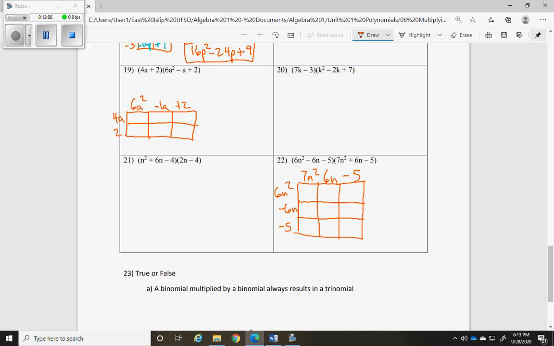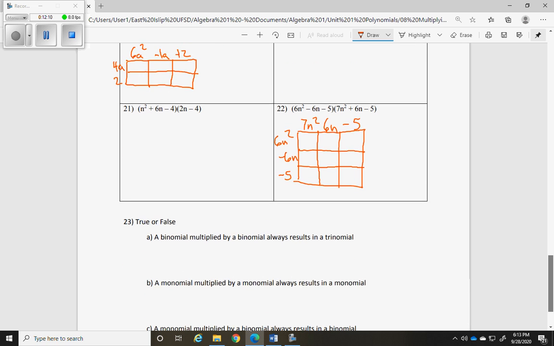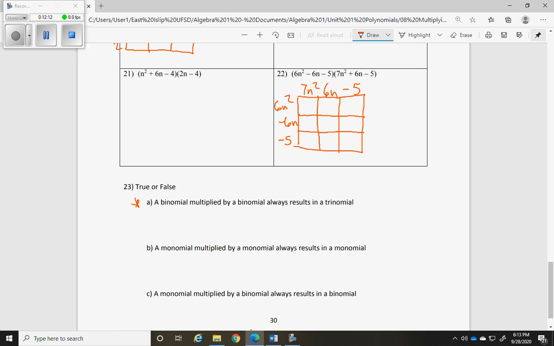I'm not going to help you with this true-false. I really want you to think about it, please. Really think about these questions. These are really important questions. They're questions that could even be asked on a Regents exam. They want to make sure you understand thoroughly about your multiplication.